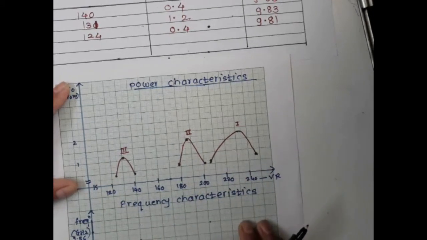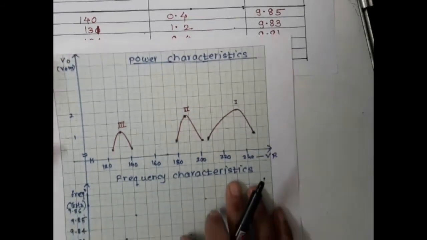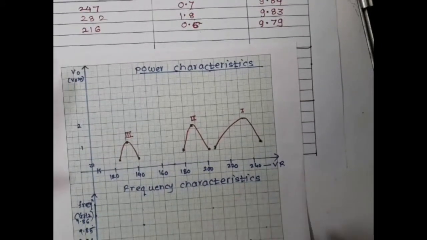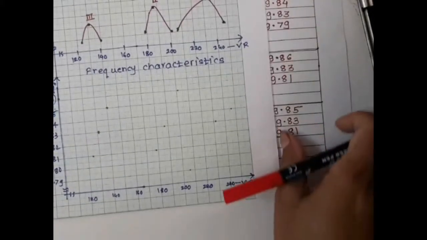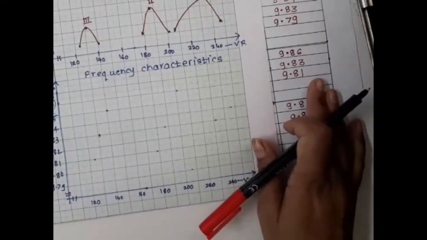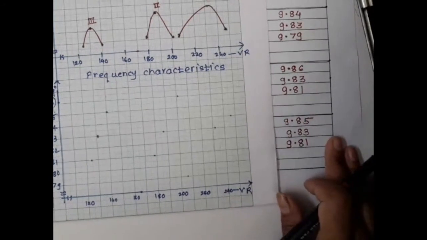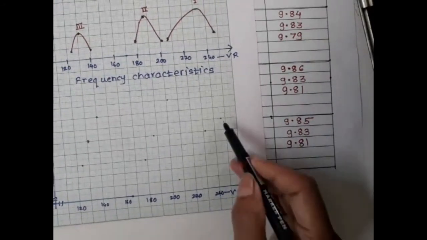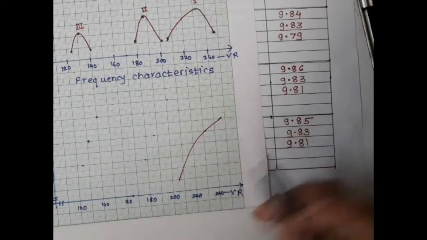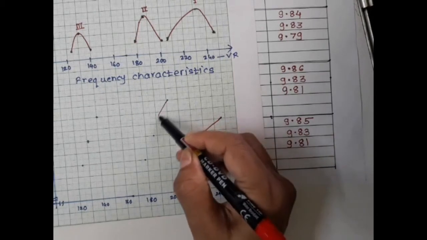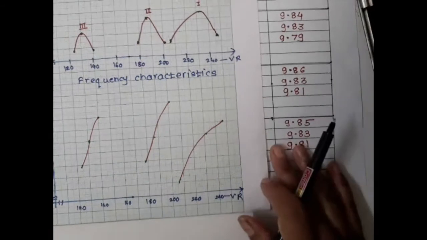Now if we have drawn the power characteristics, we'll talk about the frequency characteristics. So here if you see down below, we are having the frequency characteristics and we have plotted the things over there. So for the first repeller voltage I have got say 9.84, then 9.83, 9.79. If we connect all these points, I'll get the graph like this. The next points are like this, and the third I will get like this. So we have drawn both the characteristics over here.